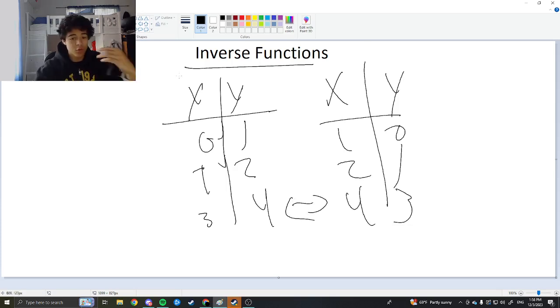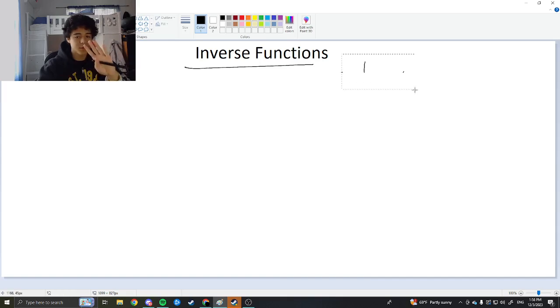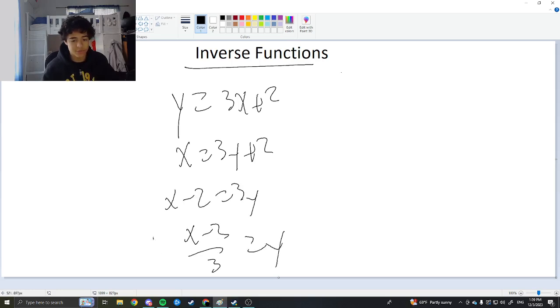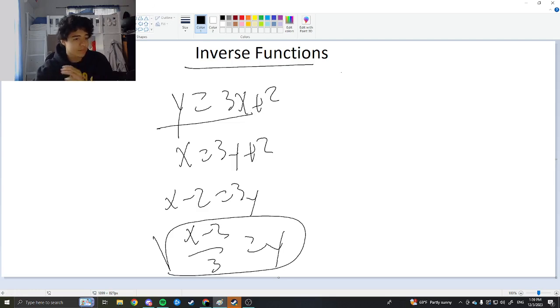They're just flipped. This is all review, so I'm going over it really quick. If you don't remember how to find an inverse function, you just flip the x and the y, and then you solve for y again. So if you have y equals 3x plus 2, the inverse would be x equals 3y plus 2. Then you would solve it, and you would get x minus 2 equals 3y, and then x minus 2 over 3 equals y. This would be the inverse function of the first one, right? I'm just giving you a little refresher before we get into the actual calculus part.